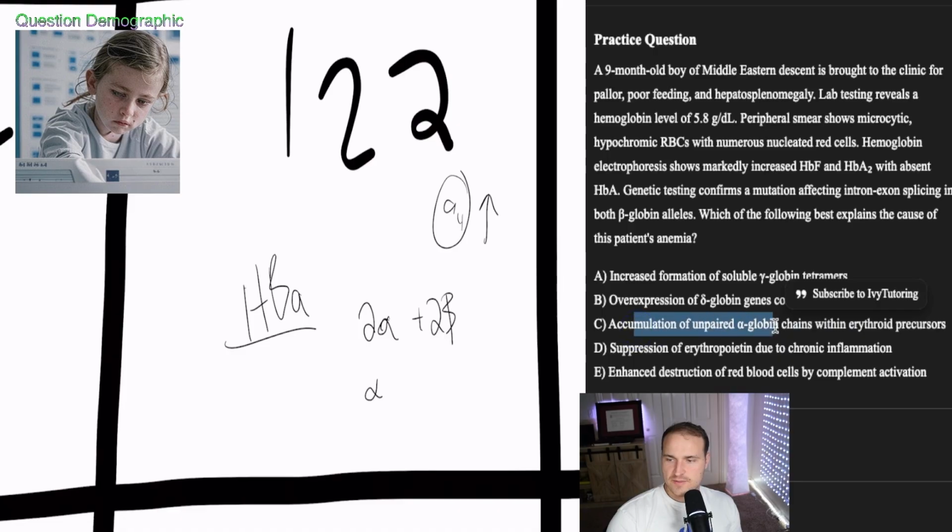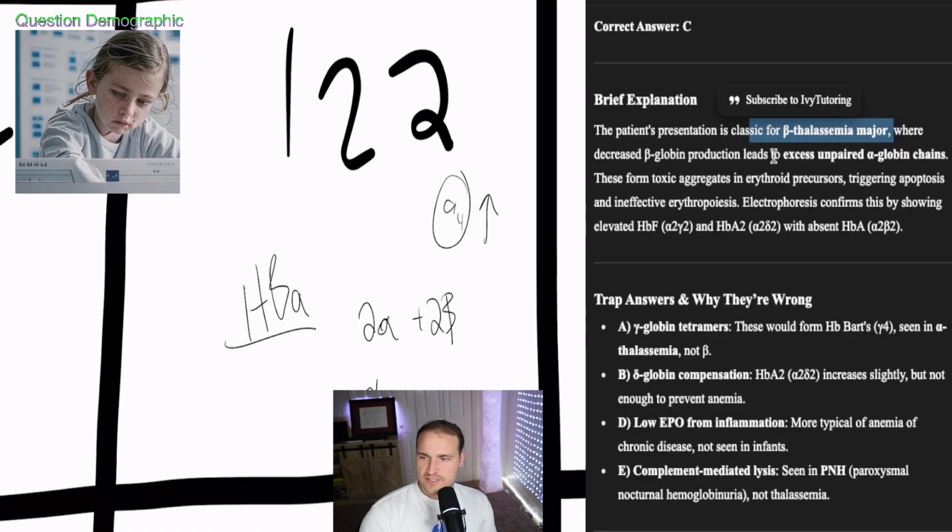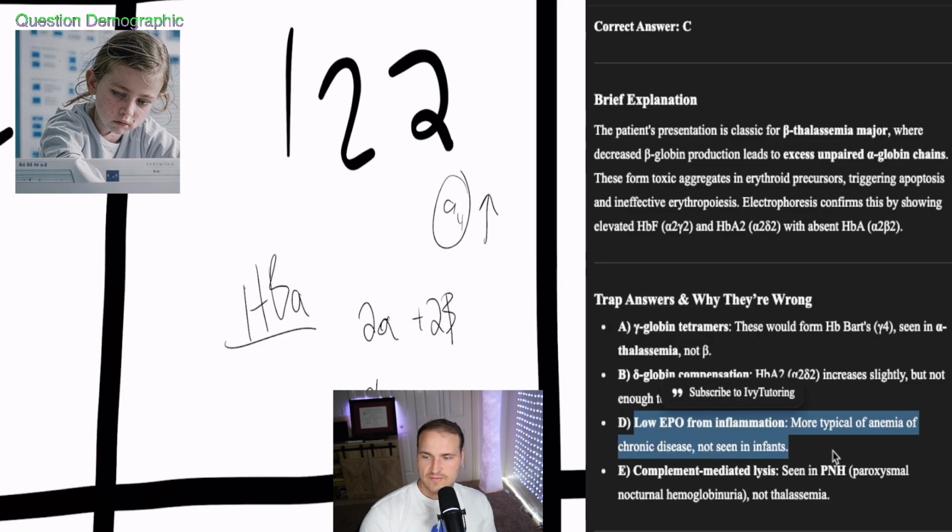And so the answer is the accumulation of the unpaired alpha chains. That's what's happening here. So yep, it's beta thalassemia major. Gamma globin tetramers would be Bart's, seen in alpha thalassemia. Low EPO would be anemia of chronic disease.